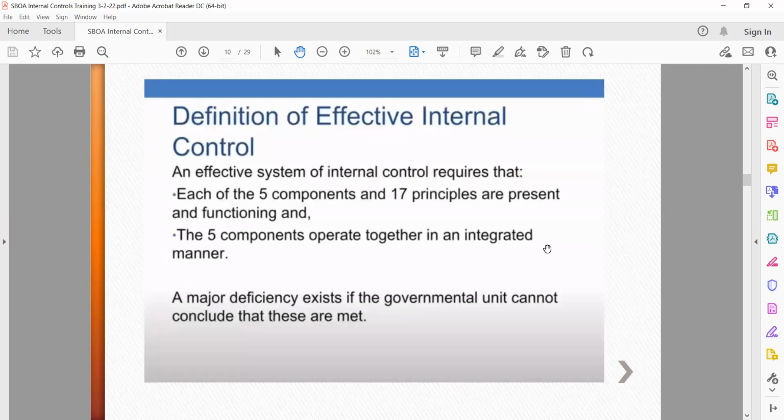First, let's look at what you need for an effective internal control system. An effective system of internal controls requires that each of the 5 components and 17 principles are present and functioning, and the 5 components operate together in an integrated manner. A major control deficiency exists if the governmental unit cannot conclude that these are met.